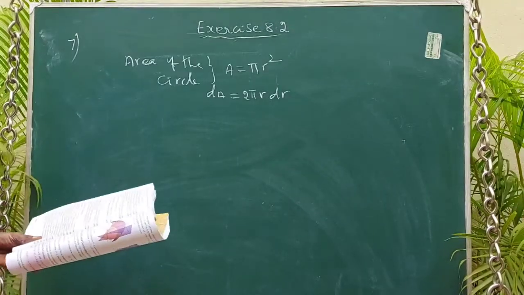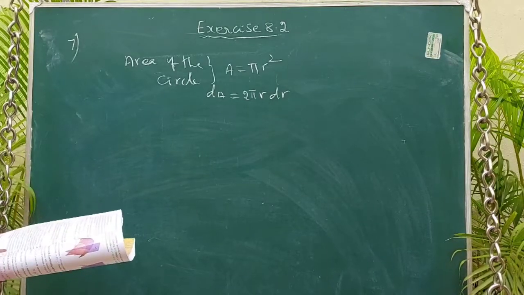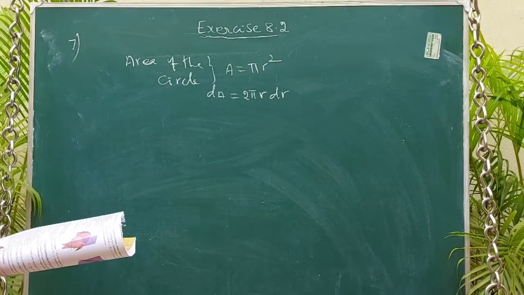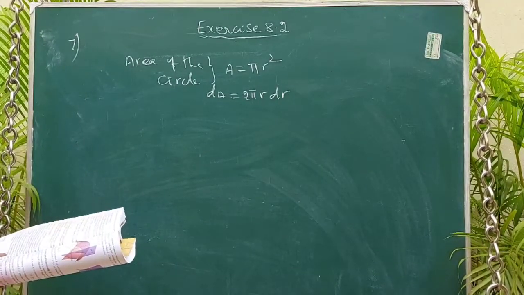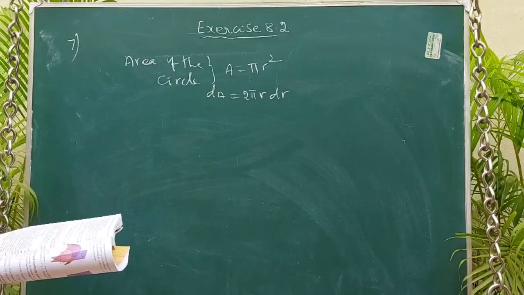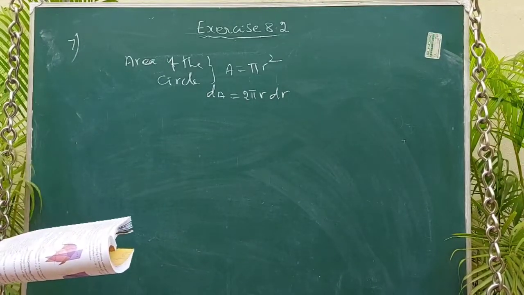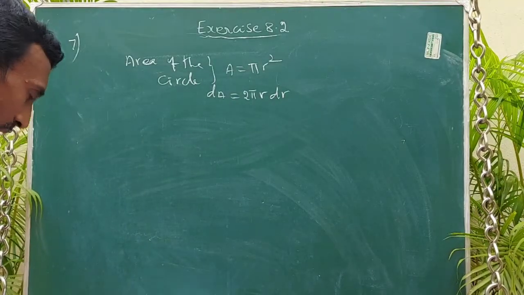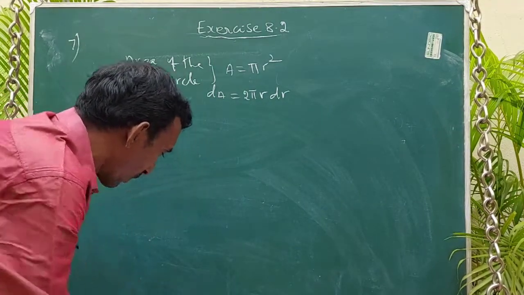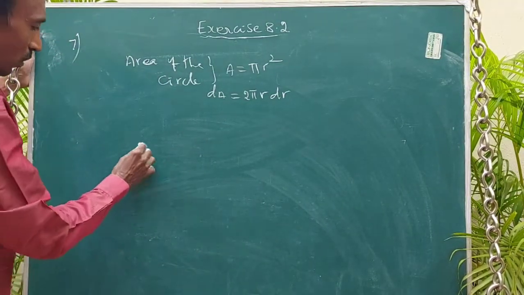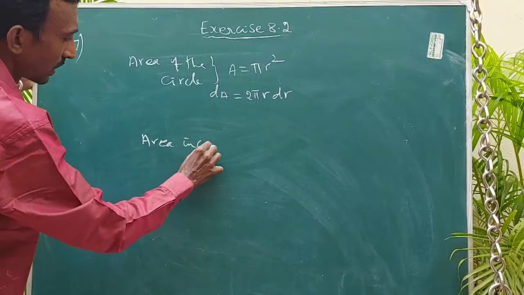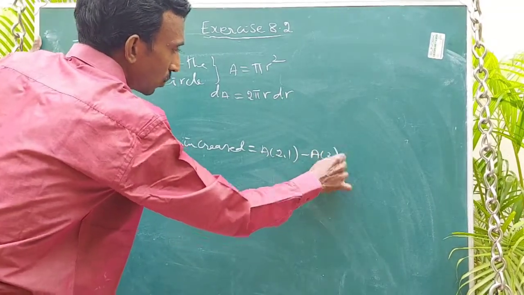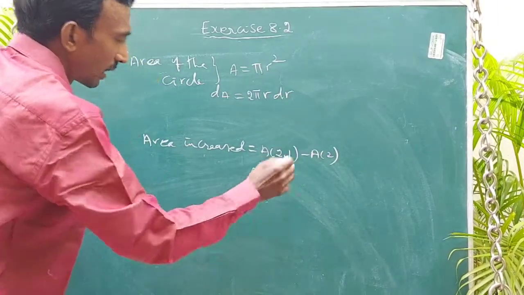Question number 7 in the exercise 8.2. The question is, assume that the cross section of an artery of a human is circular. A drug is given to a patient to dilate his arteries. If the radius of the artery is increased from 2 mm to 2.1 mm, how much is the cross-sectional area increased approximately? So my dear student, I think it is similar to the previous question. We need to find out the area increased. So area increased is equal to A of 2.1 minus A of 2. It is approximately equal to dA.